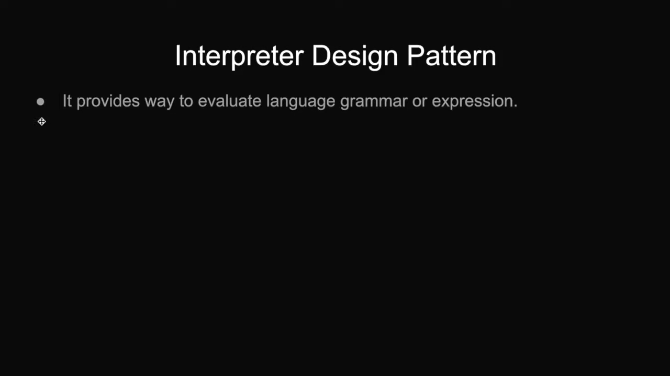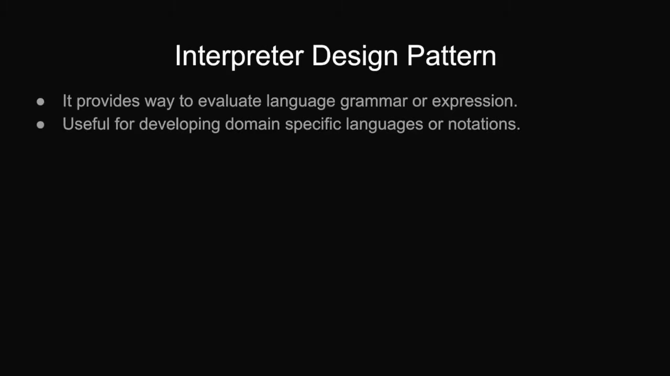So this is the first point: it provides a way to evaluate grammar or expressions. In real life, Google Translator has a set of grammar rules. For English there is a set of rules, for Tamil there is a set of rules, and for all the languages there are sets of rules. Using the rules only, we try to talk with others. Similarly, if you are writing any program which contains a set of rules or grammars, then we could use the interpreter design pattern for that. It is also useful for developing domain specific languages or notations.